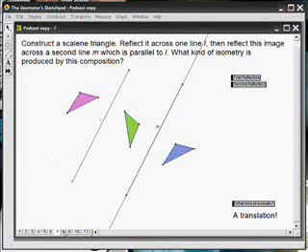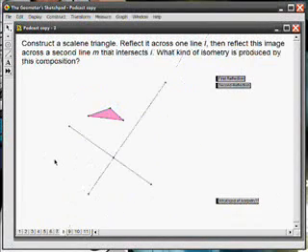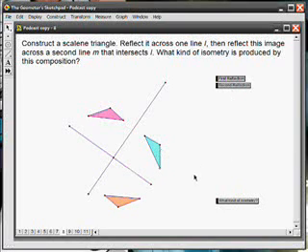Let's move on to our next combination. This time we want to reflect a triangle across one line and then across another line, but this time the line is going to be intersecting the original line rather than parallel. So if we reflect it across the first line, we get this blue triangle, and we want to reflect this blue triangle across this line right here. So we end up with this orange triangle.